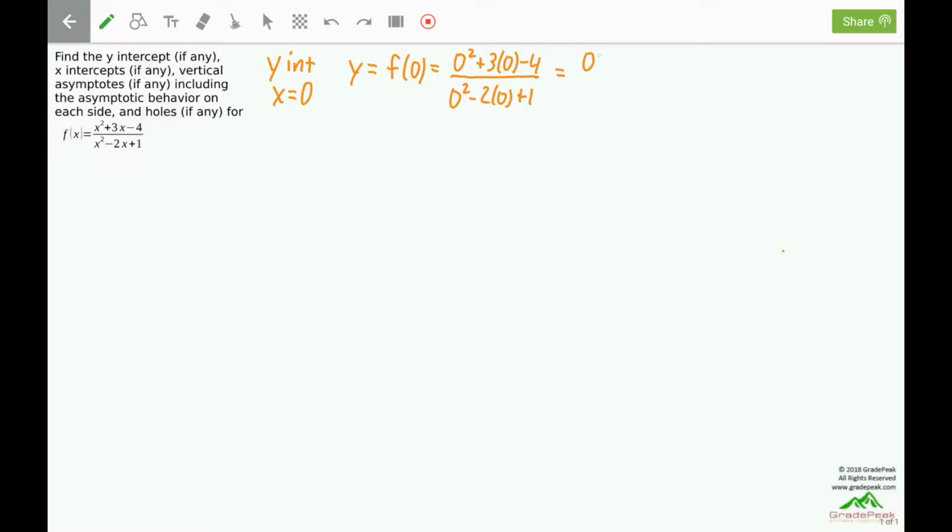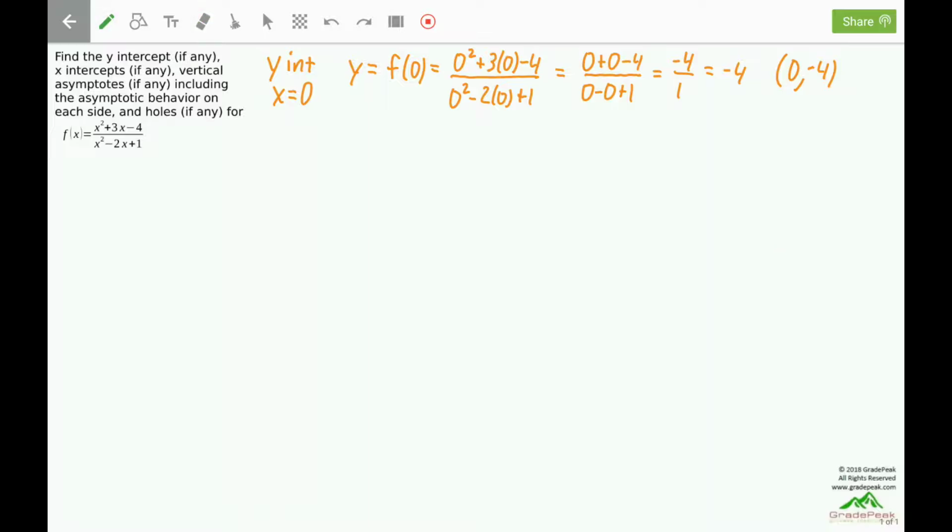0 squared is 0. Positive 3 times 0 is 0, minus 4. In the denominator, 0 squared is 0, minus 2 times 0 is 0, plus 1. 0 plus 0 minus 4 is negative 4. 0 minus 0 plus 1 is 1. Negative 4 over 1 is negative 4. The x-coordinate was 0. The corresponding y-coordinate was negative 4, and there's the y-intercept.